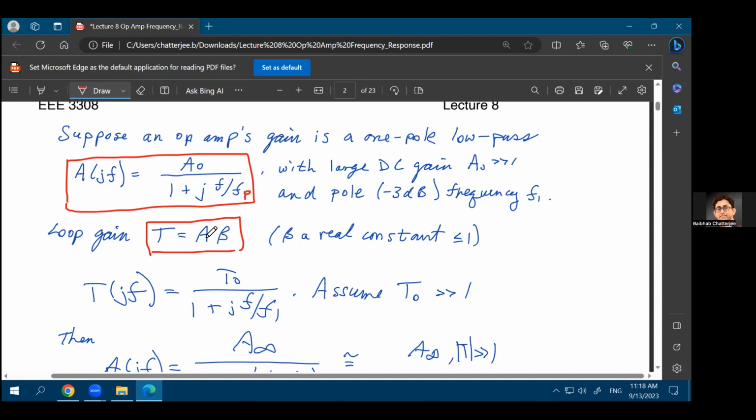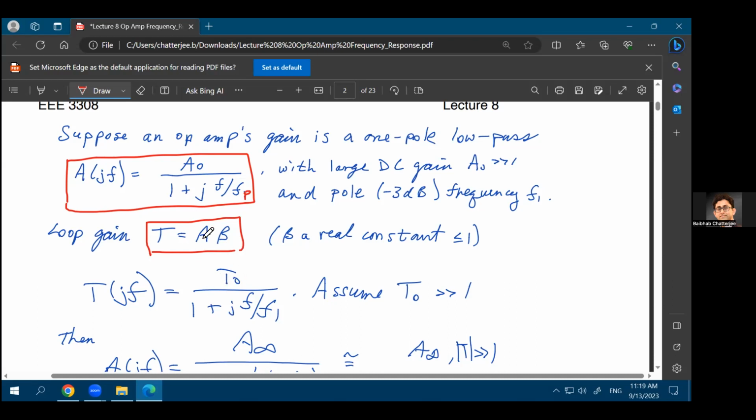How would the loop gain look like? The loop gain will be that frequency response of the amplifier multiplied with beta. Now, beta is just a ratio of resistances, as we have seen in homework number 2. If you have a ratio of resistances, that's not frequency dependent. Only if you have a resistance and a capacitance, it becomes frequency dependent. So beta is not a frequency dependent quantity. Beta is just a ratio of resistances, which will be the same for all frequencies.